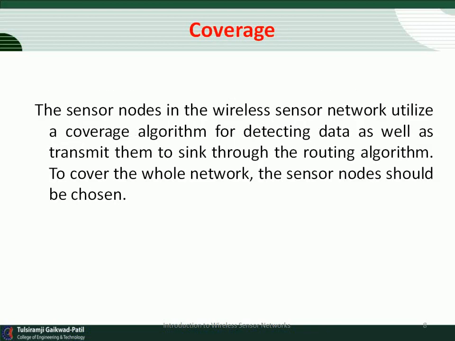Next is the coverage. It says how well an area of interest is covered as tracked by the sensors. These sensor nodes use a coverage algorithm to sense data and send it to the sink using a routing algorithm. For good coverage, sensor nodes must be selected in such a manner that the whole network is covered. So in this we have used the sink node and the routing algorithm.